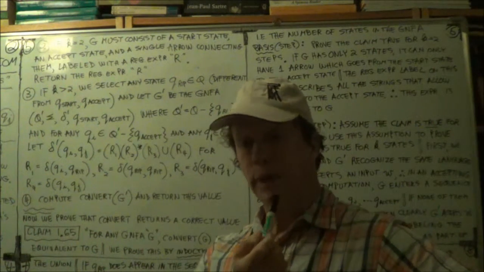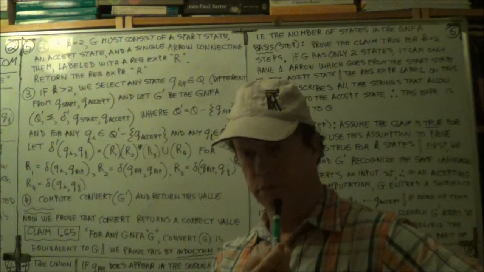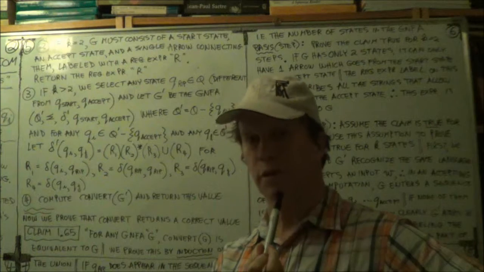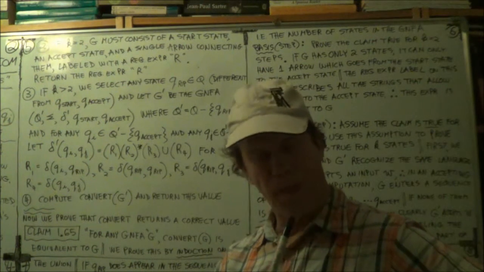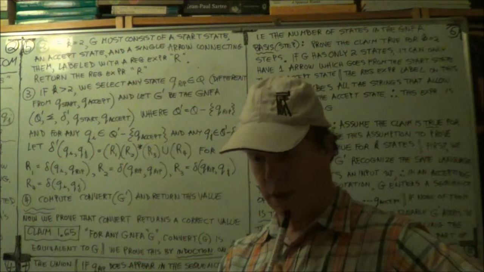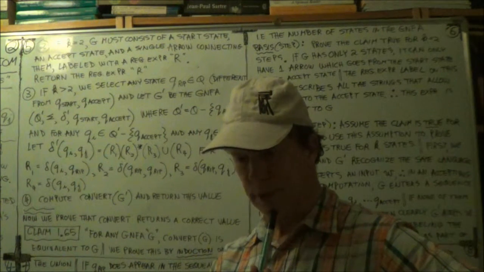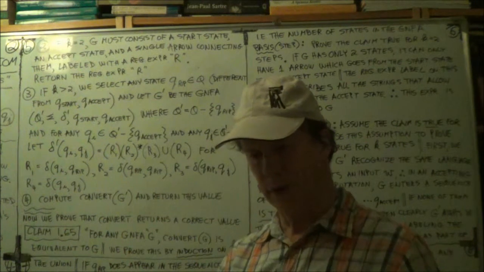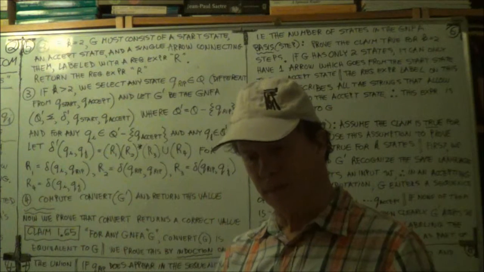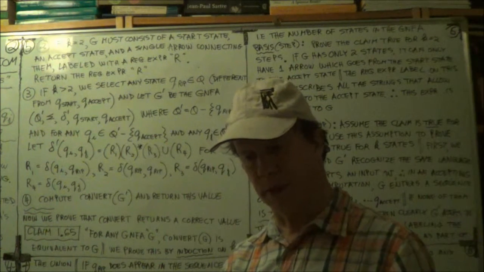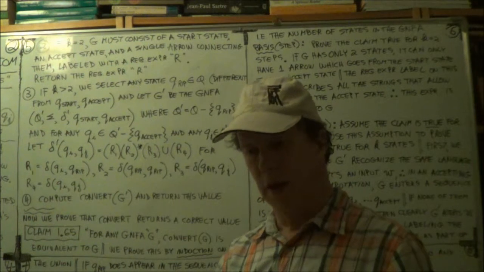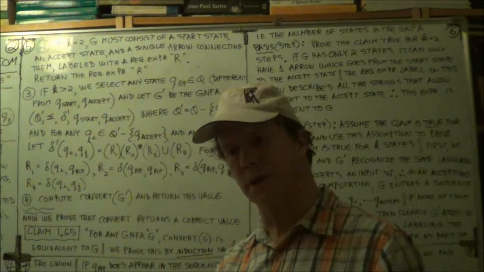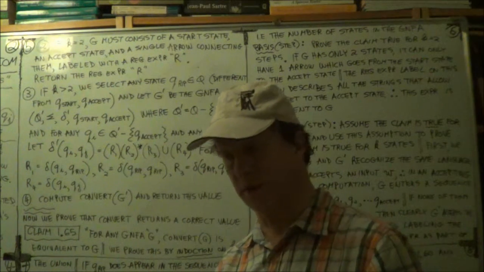Now, we're talking about the procedure, function, recipe, algorithm, convert, which takes as input a GNFA, and as output it delivers the corresponding regular expression. We're now starting on the formal description of that procedure, how it works.